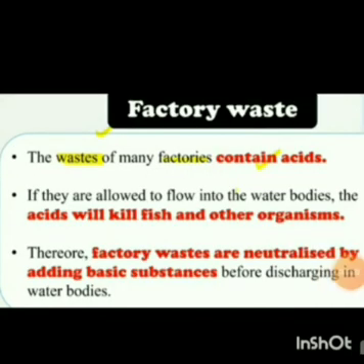Factory waste. The waste of many factories contains acids. If they are allowed to flow into the water bodies, the acid will harm or kill fish and other organisms. Therefore, factory waste is neutralized by adding basic substances before discharging into the water body. So if there is more acid in the waste, it can harm or kill the organisms which live under the water. So the factory waste is to be neutralized by adding basic substances before discharging into the water bodies.